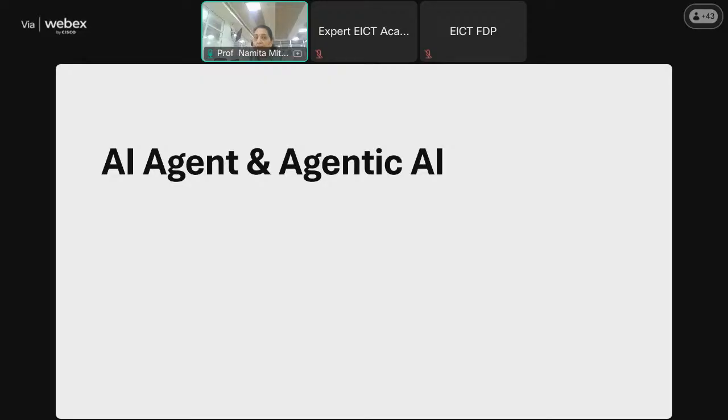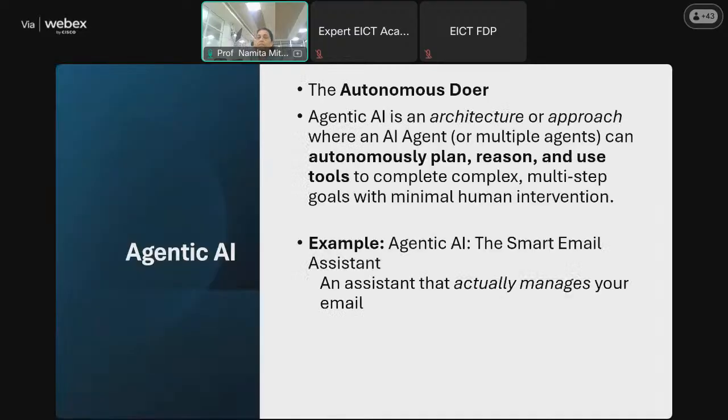We have two new terms. These are AI agents and agentic AI. And then we'll connect the dots with all these three technologies. Let's take one by one. So first of all, what is agentic AI?